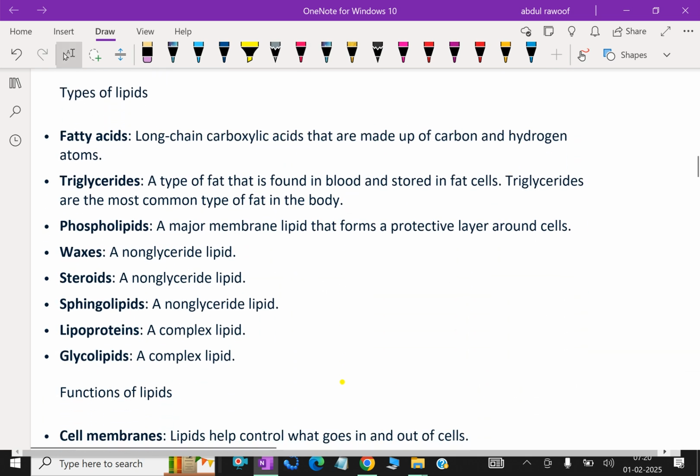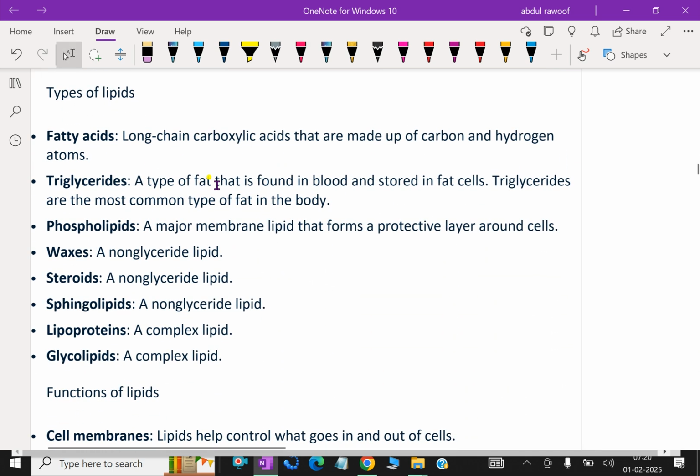Types of lipids: fatty acids, long chain carboxylic acids that are made up of carbon and hydrogen atoms. Triglycerides, a type of fat that is found in blood and stored in fat cells. Triglycerides are the most common type of fat in the body. Phospholipids, the major membrane lipid that forms a protective layer around cells.